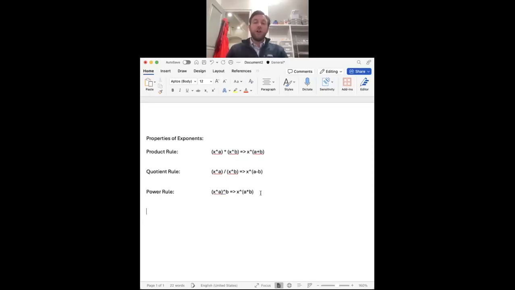Guess what? The logs work the same way. Remember, logarithms and exponentials are inverses of each other. So there are properties of logarithms, and they work the inverse. And so you have the product rule, quotient rule, power rule for each of those too. So you have the log of A times B gives us log of A plus log of B. The log of the product becomes the sum of the logs.